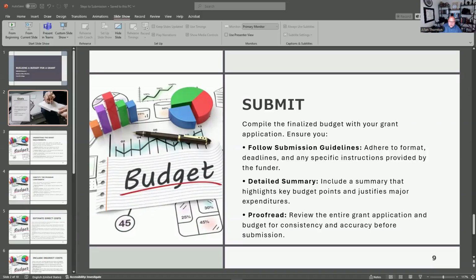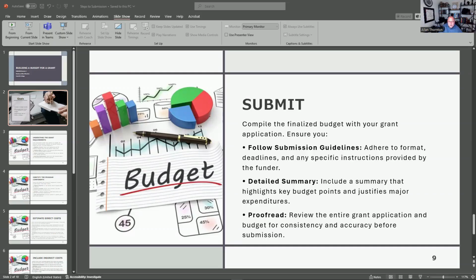Make sure you're following guidelines. Make sure that your summary is detailed, that has your clear budget points. When you open up your budget section, summarize it, then go into detail. And then proofread it. Review the entire grant application and budget for consistency and accuracy before submission. So before you submit it, and you're going to do this because you're going to submit a rough draft before you submit your final draft, you're going to need to review it and make sure it's good, proofread it.